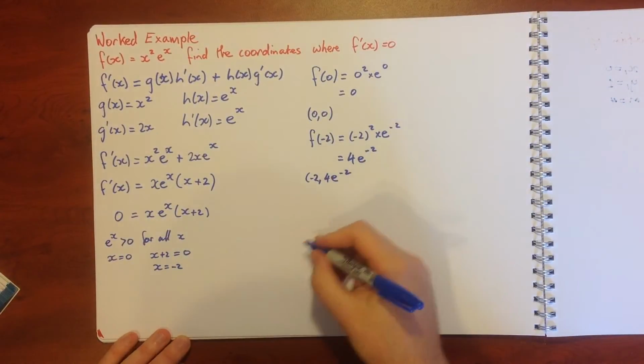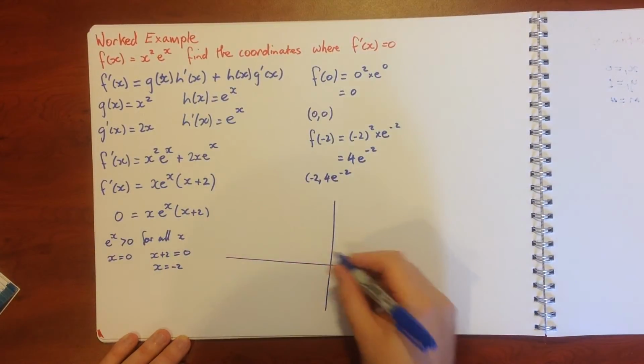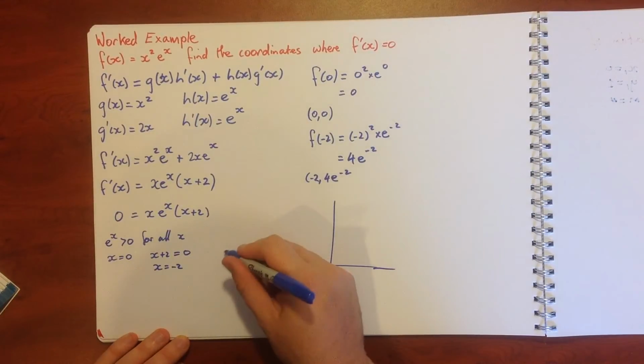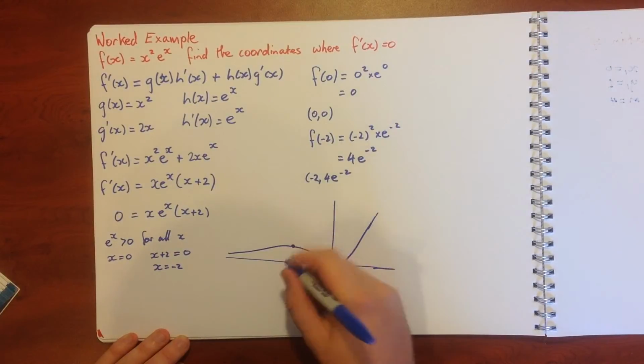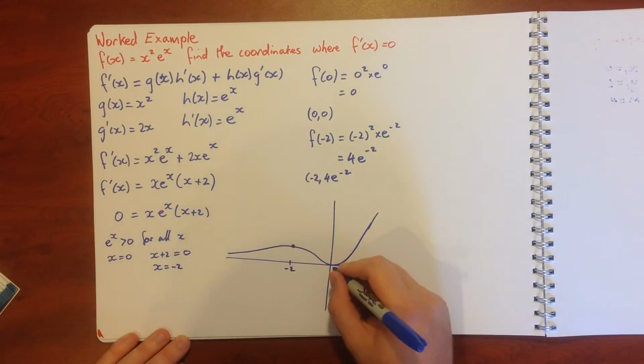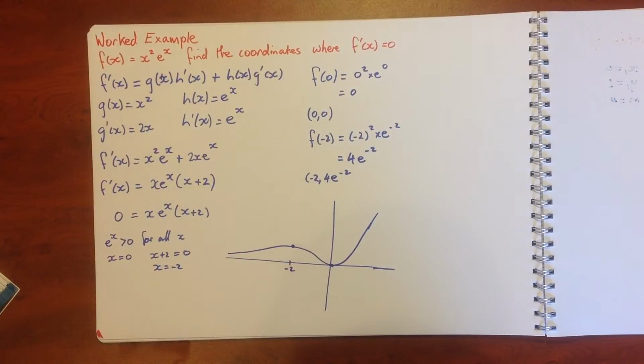Okay, and if you like, in the worked example, they show us a little graph. And our function goes like that. So there's a point here at minus 2, which is the turning point, and a point here at the origin, which is the turning point. Hence how we get our two solutions.